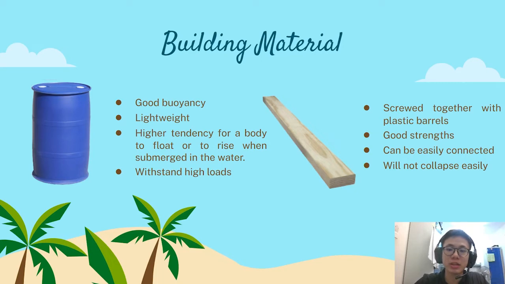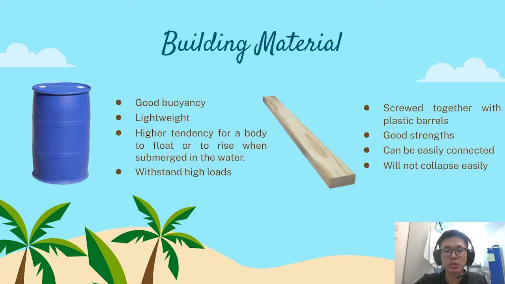I'm going to present about building material for the buoyant components. The plastic barriers are chosen as the rough material because plastic barriers have good buoyancy and are lightweight. By having good buoyancy, it has a higher tendency for a body to float or to rise when submerged in the water. Hence, plastic barriers can provide higher buoyant force to the raft.